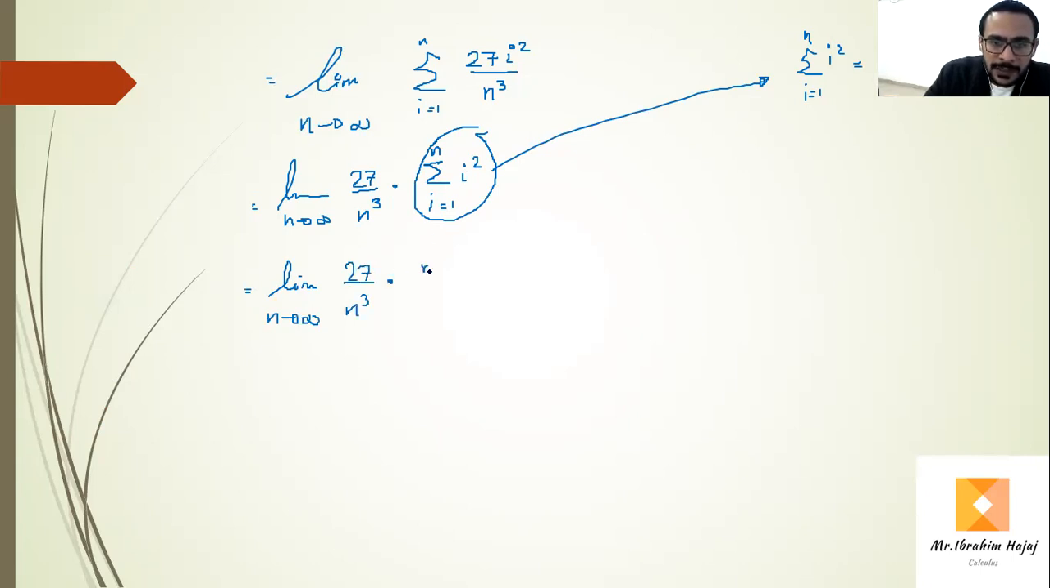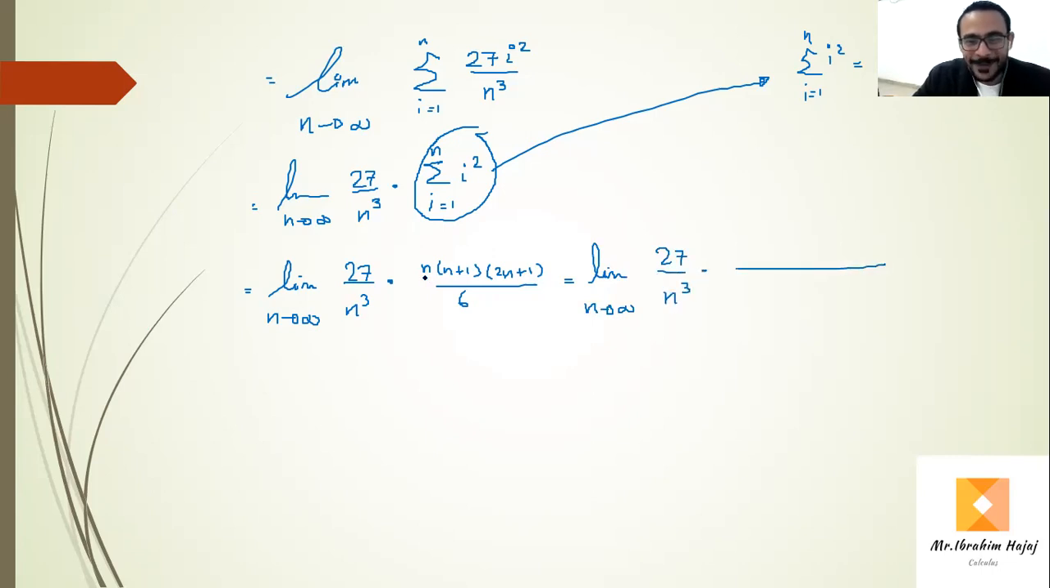The summation of i² is n times (n+1) times (2n+1), all over 6. This is all to calculate the area. After that, you substitute whatever number you want. So we have 27/n³ times what? You have n times (n+1) times (2n+1), which gives n² plus n, multiplied by (2n+1), all over 6.